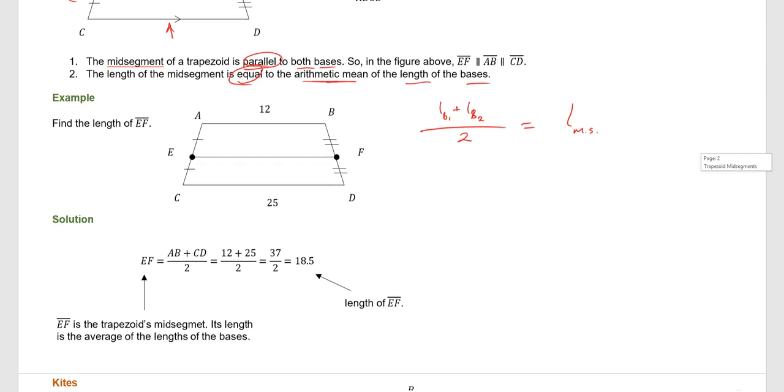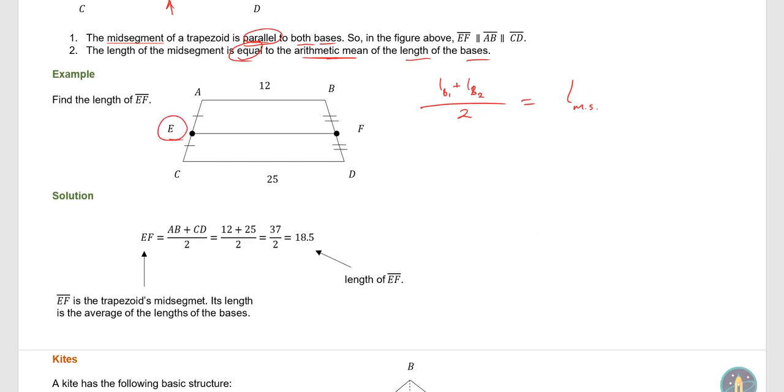Let's look at this example. Find the length of EF, which is our midsegment. Well, we're given the lengths of the two bases, 12 and 25, right? So we add them together and we divide by 2, essentially finding the arithmetic mean of the lengths of both bases, which gives us 37 over 2, which gives us 18.5 units. And this is the length of the midsegment.